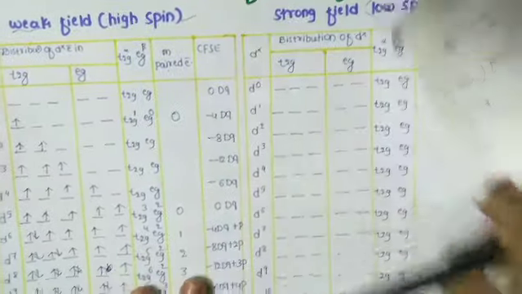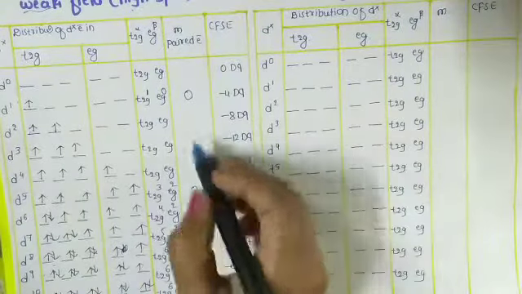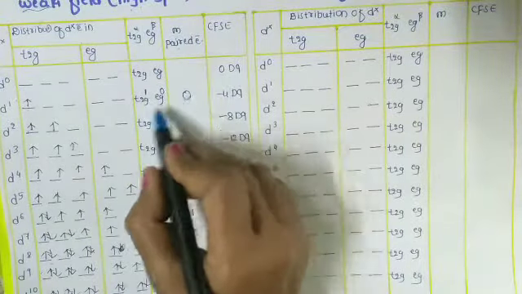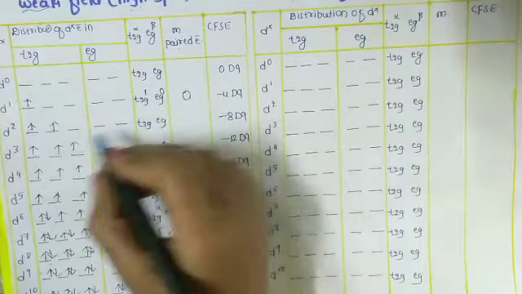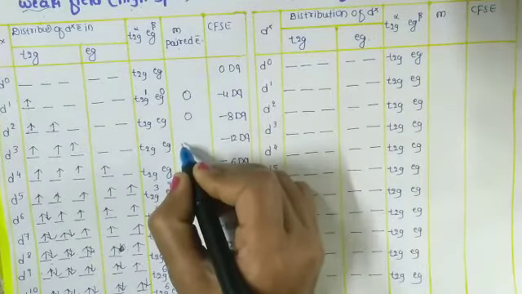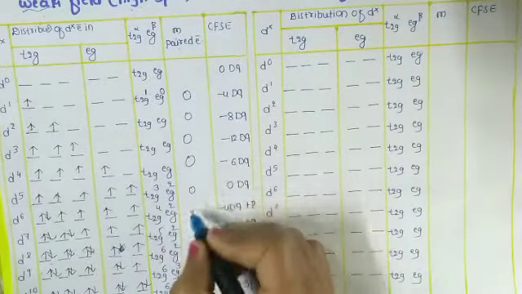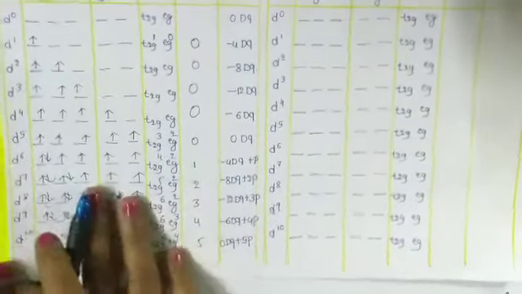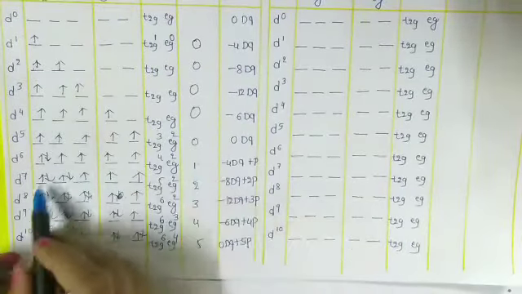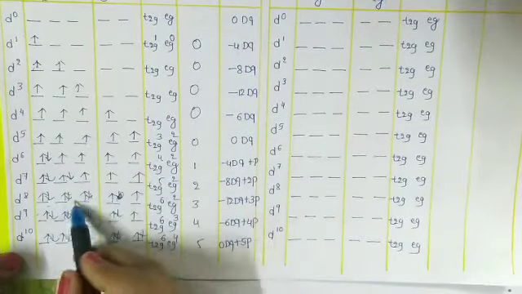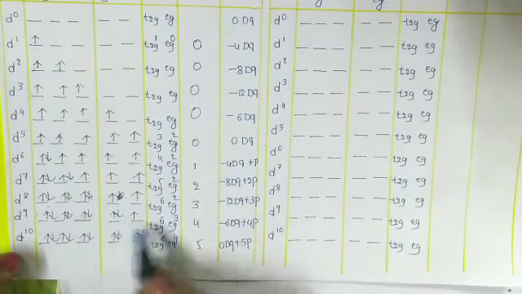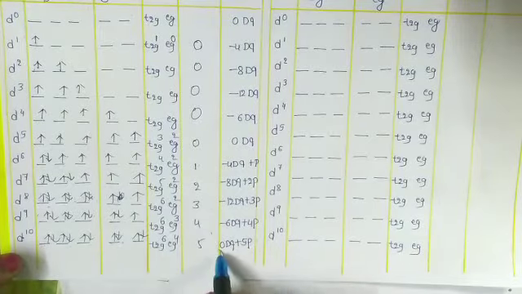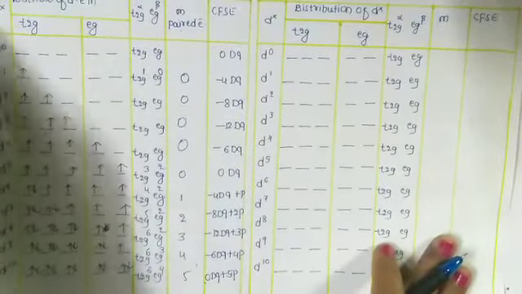Now how to write the paired electrons. Here there is no paired electron, here also there is no paired electron, here also no, here also no. Now coming here, how many paired electrons are there? Only one pair, so 1, and then 2, 2, 1 2 3, 3, 1 2 3 4, 1 2 3 4 5 paired electrons.